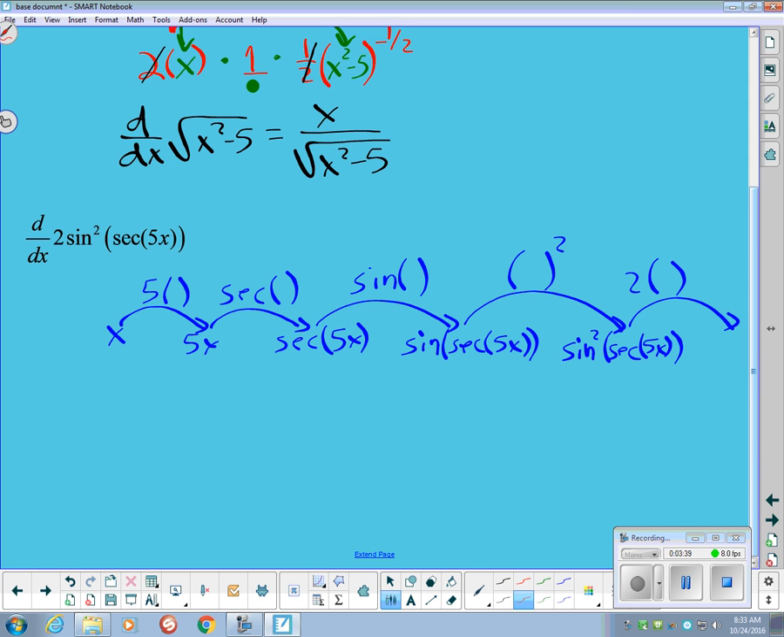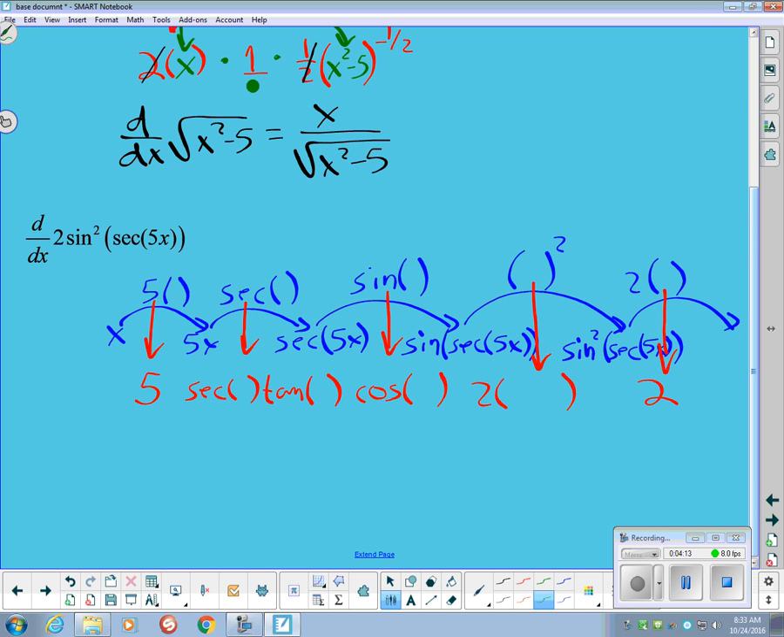So come through, do the derivatives. Multiplication by 5 generates a 5. The derivative of the secant is the secant tangent. The derivative of the sine is the cosine. The derivative of something squared is 2 times that something to the first power, and the derivative of 2 times something is just a 2.